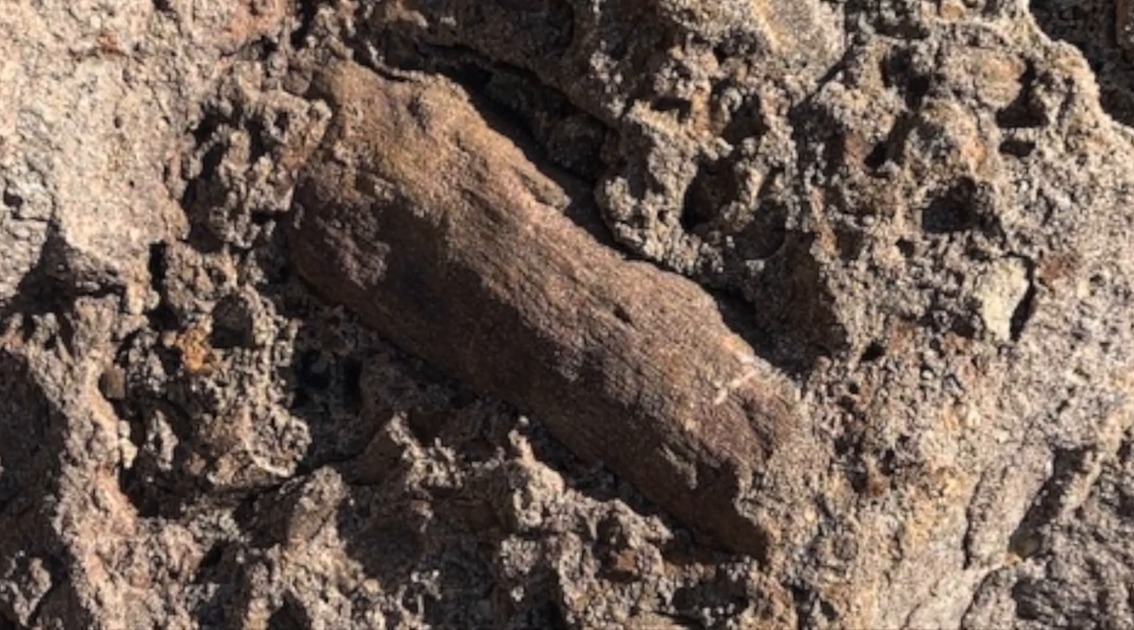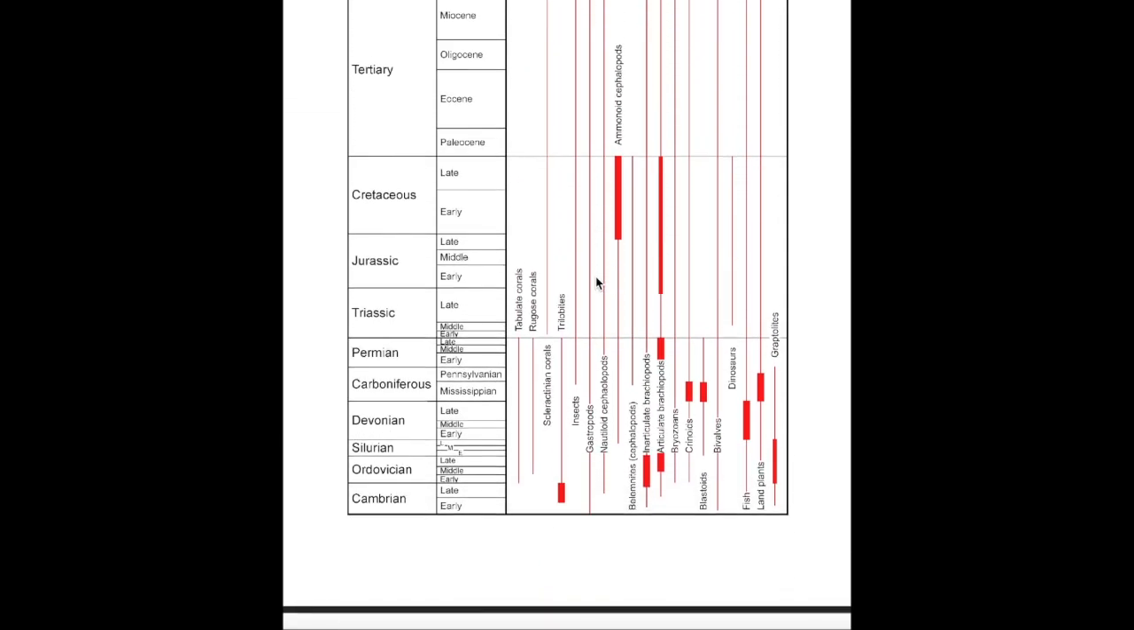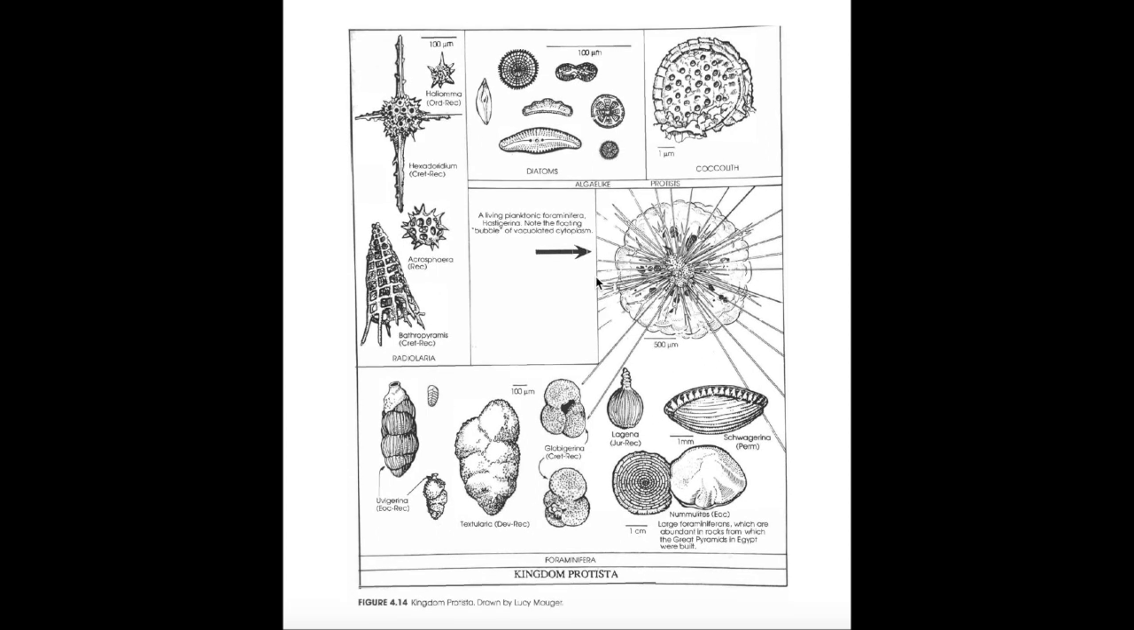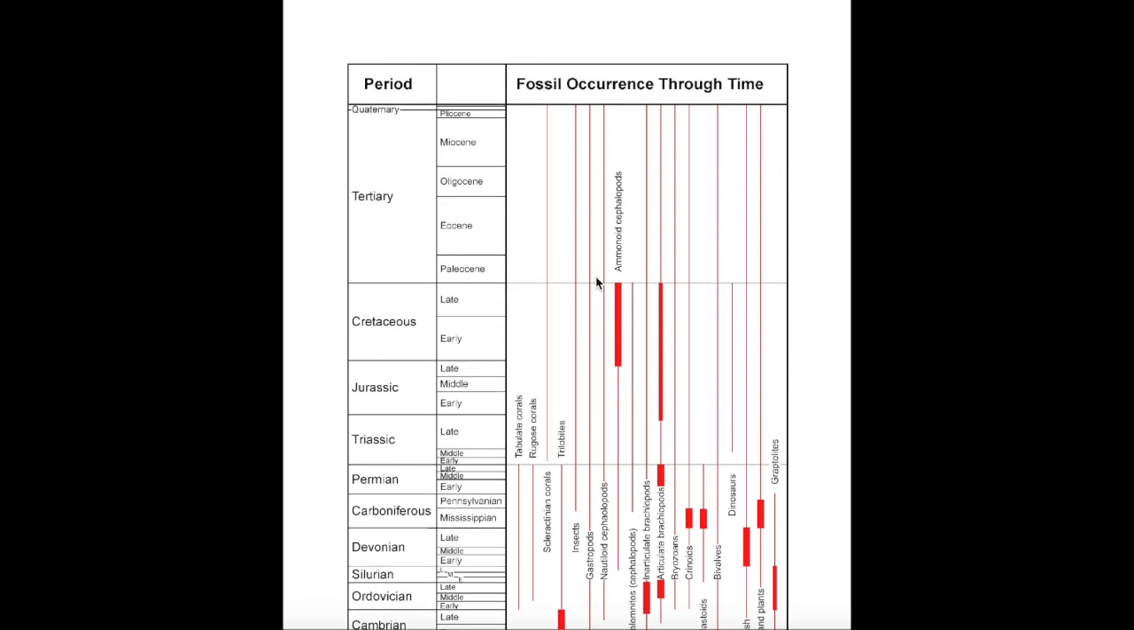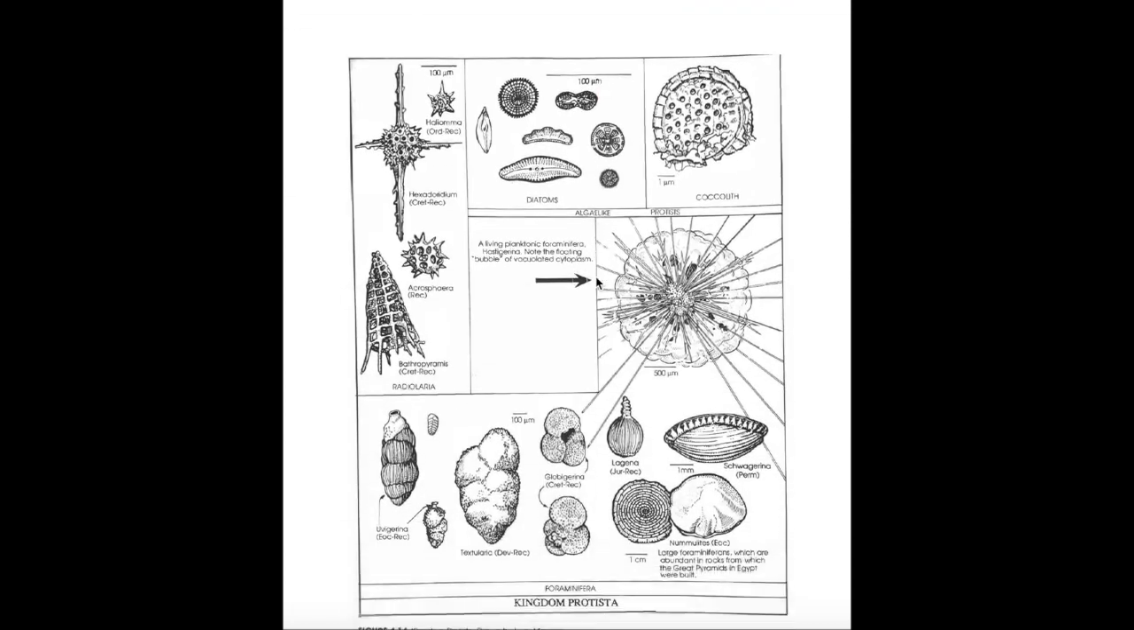So here we go. Your ID sheet is going to be broken up into your different kingdoms and phyla, and you can use this to figure out what you're looking at. So let's start with the first one. That's going to be down here with Kingdom Protista.